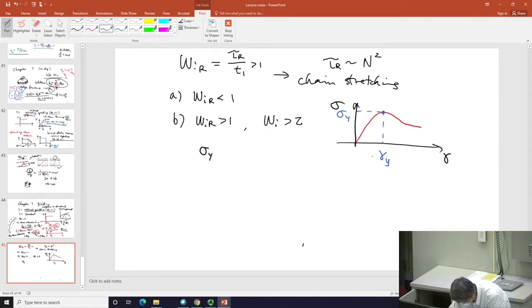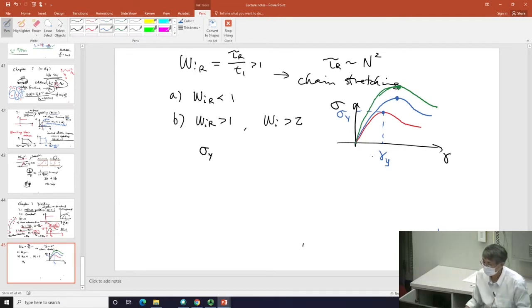So for example, if you really want to understand this point, you start to look at it at a different shear rate. And you can look at another shear rate. I know I cannot draw as well as the data or book shows. But basically you find that this point of course shifts to higher values. And as this shifts to higher values of gamma y, the sigma y also shifts. In fact, they are proportional to each other.